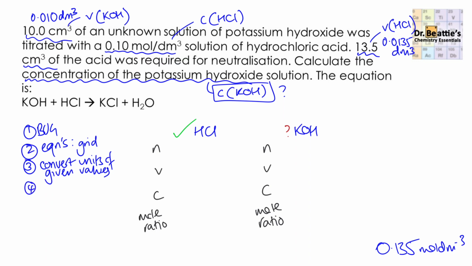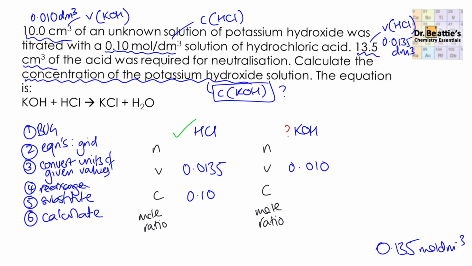Then what we need to do is substitute in these values. Remember, we don't need to rearrange because we're going to use the grid to allow us to do that. We need to calculate, and we know that there's 3 steps to this. Step 1 is the known, so number of moles of the known HCl is volume times concentration. Then what we need to do is work out the number of moles of the unknown.